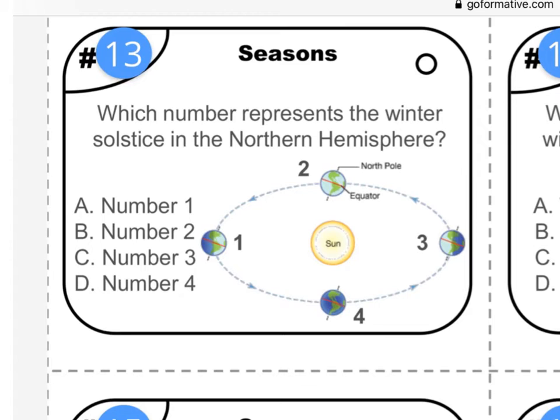13. Which number represents the winter solstice in the north hemisphere? Well, here's summer, summer, summer, summer. So what would be the winter? C, right there. That's winter in the northern hemisphere.